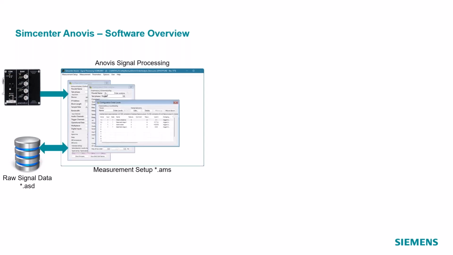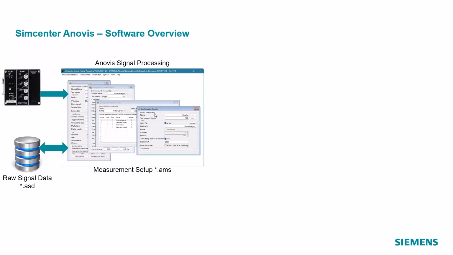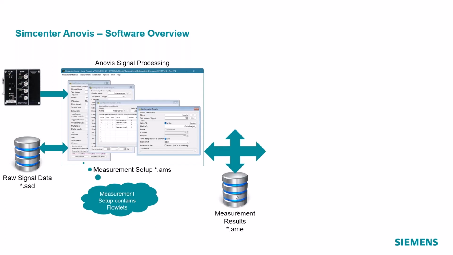And not only this module is included, there are many other modules in such an ANOVUS measurement setup to provide all the analysis that is needed. And there's also one flowlet that produces results. In our case, those are measurement curves or single value metrics or waterfall diagrams or whatever kind of result you could imagine. And these results are also stored in a file, as a so-called AME file, which is again an XML file type. And the data are also provided in the memory of the PC so that other applications can access them.